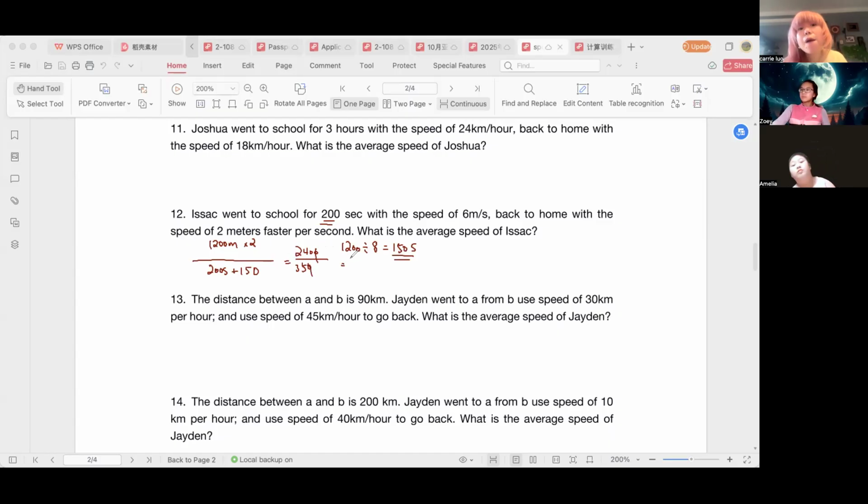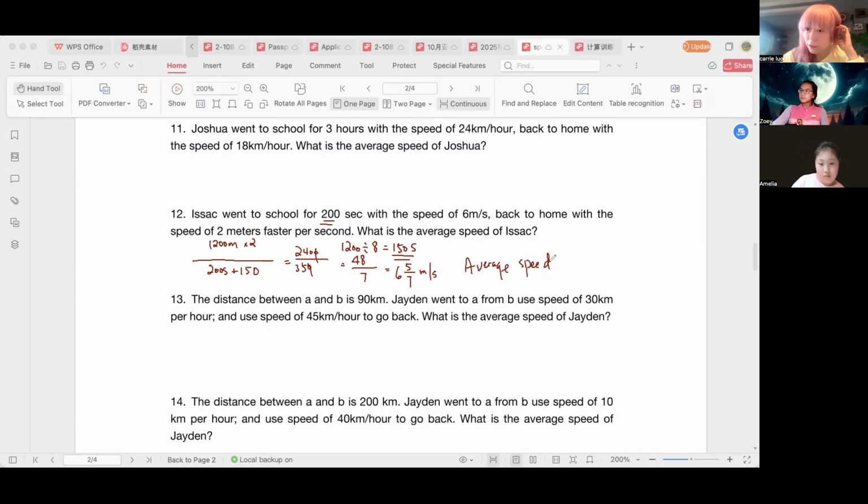Okay, so we just divide this one. So 240 divided by 35 is 48 over 7. So it's 6 and 6 over 7 meters per second. That is the average speed. Get it? Zoe, Amelia, do you get me?